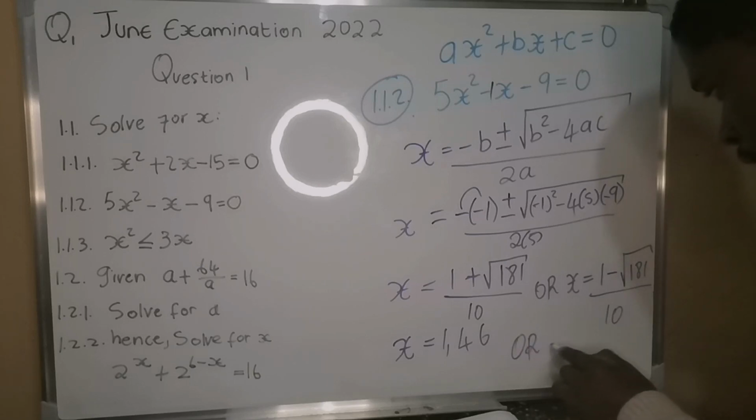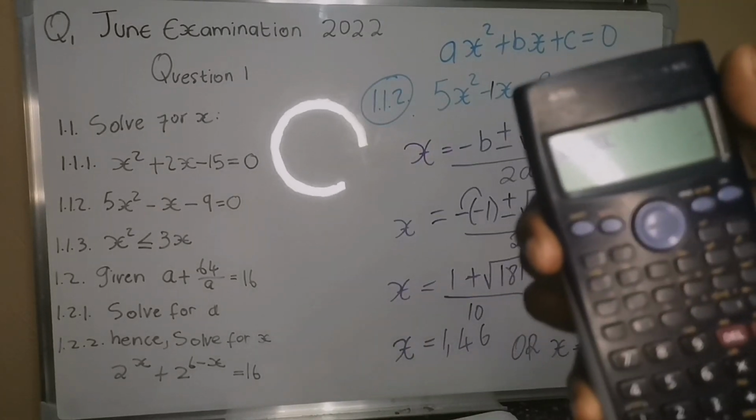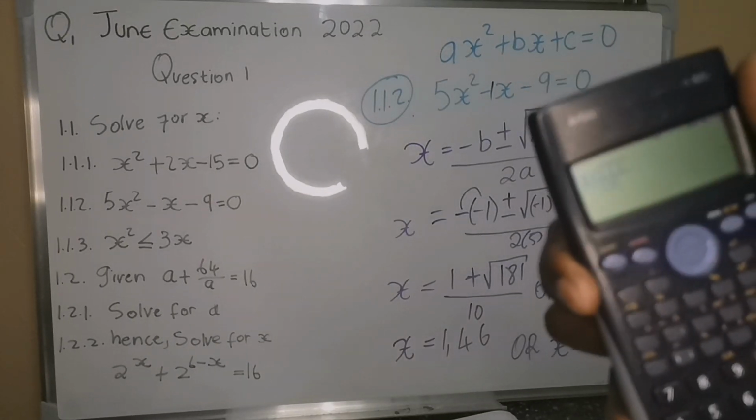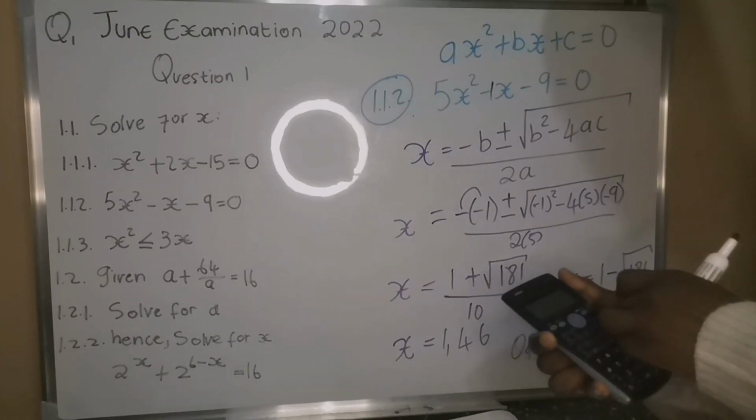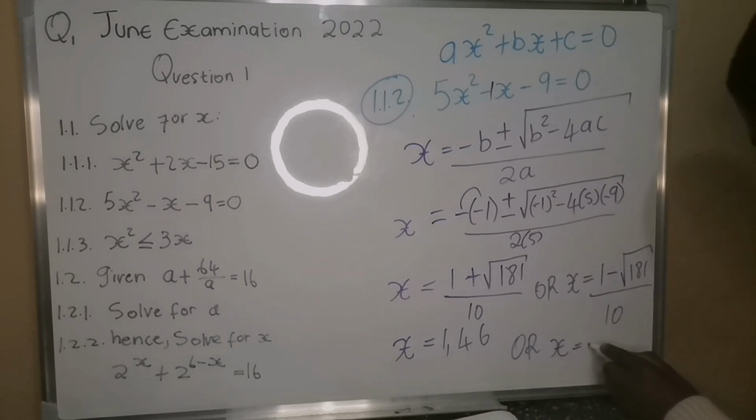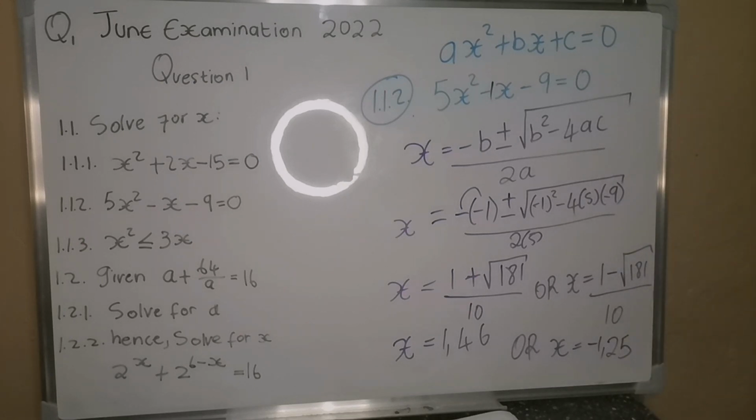Or your x is equal to 1 minus. Where you see plus on the calculator, you just replace it with minus. Then you get the answer. Your answer is negative 1.245, which means you're going to have 1.25. Then you are done with the solution for this one.